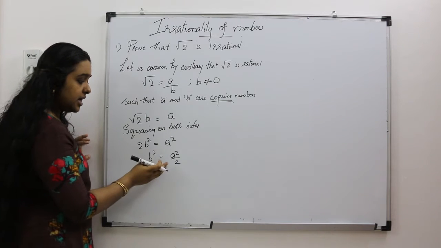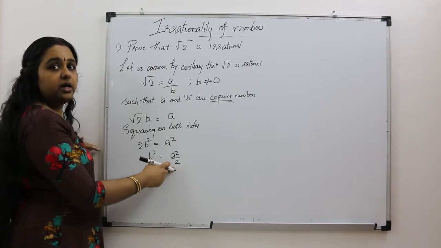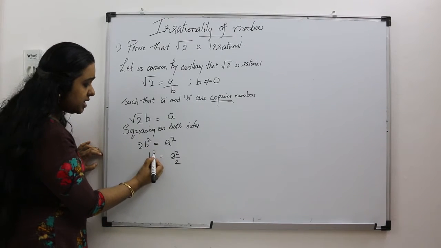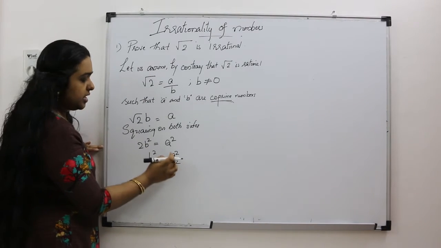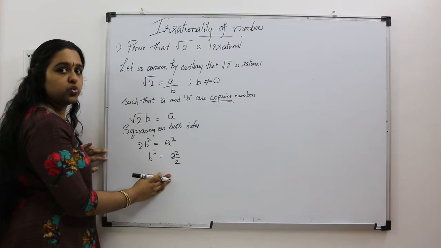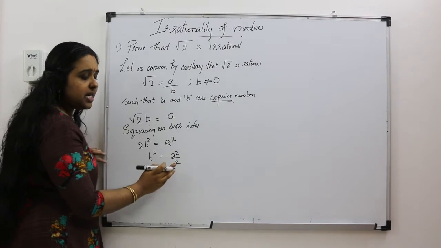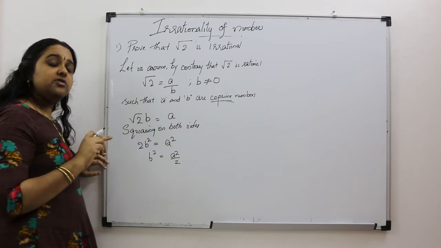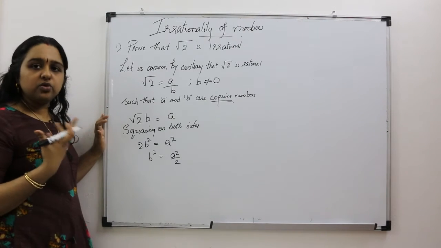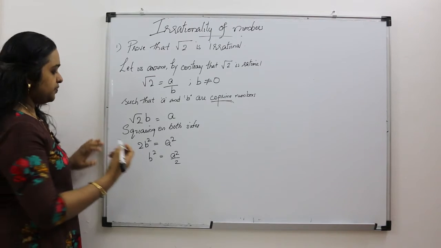That means a square will be completely divisible by 2. b square equals a square by 2. This means that a square is completely divisible by 2, right? So if a square is completely divisible by 2, then a will be divisible by 2, right? Definitely, if a square is divisible by 2, definitely a will also be divisible by 2.